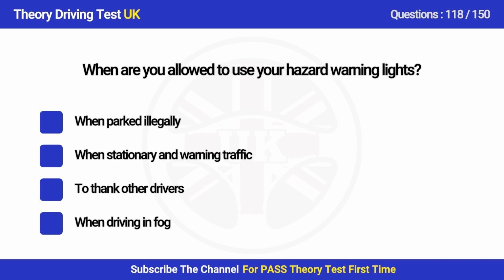A. When parked illegally. B. When stationary and warning traffic. C. To thank other drivers. D. When driving in fog.